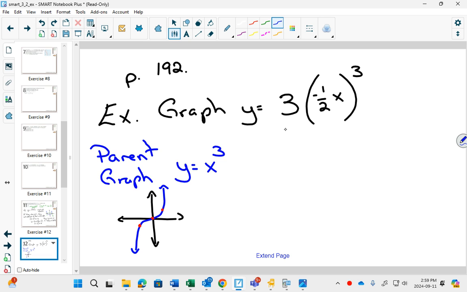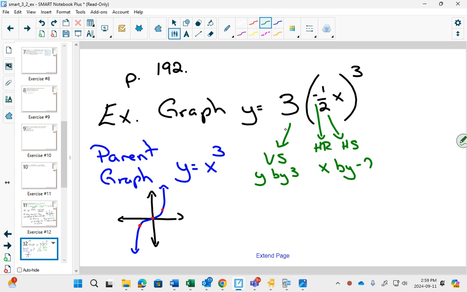Next, what's happening here? What's changed? There is a 3 on the outside. What does that 3 do? That's going to be a vertical stretch. We're going to multiply our y values by 3. What does this negative do? It's a reflection. That negative is inside the cubed, so it's a horizontal reflection. And this 1/2 is a horizontal stretch. We are going to multiply our x values by negative 2.